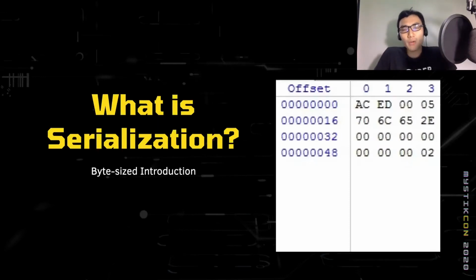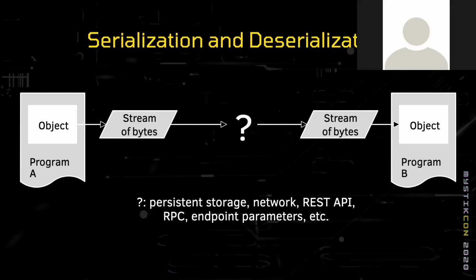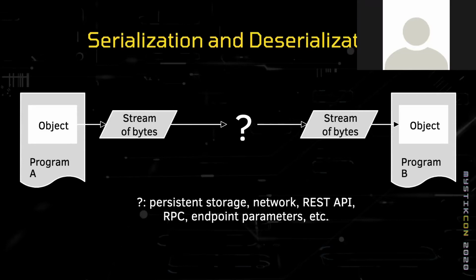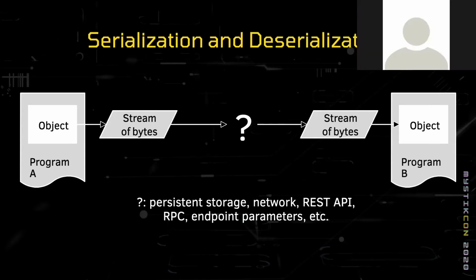So the first question we might ask is, what is serialization? Here we're going to give a bite-sized introduction to it. The idea behind serialization and deserialization is quite easy to understand. Here's a simple example. Often the developer wants to transmit data from program to program, but he can't just drop an object from program A and just chuck it in program B and hope that it works.